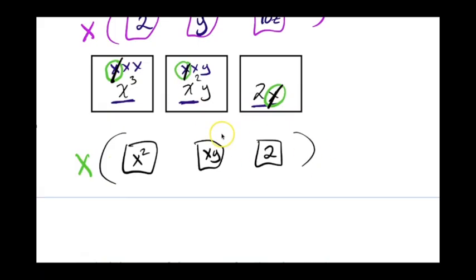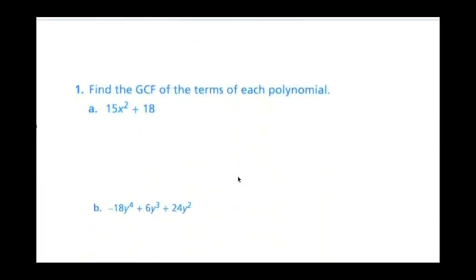Keep in mind, when we're actually doing the math behind this, we're actually dividing. x cubed divided by x gets you x squared. Over here divided by x gets you the xy. And over here divided by x, you get the 2. So that's a general concept. Now let's move on to doing it with actual mathematics.